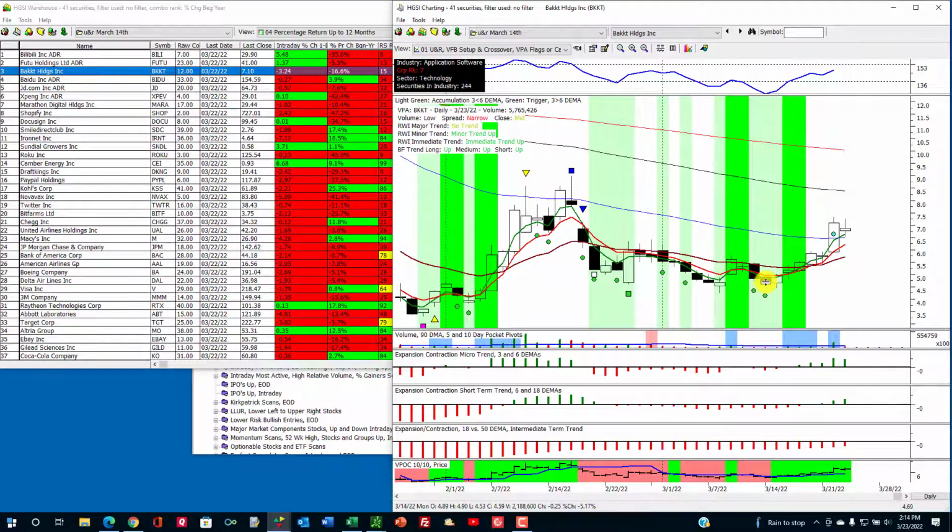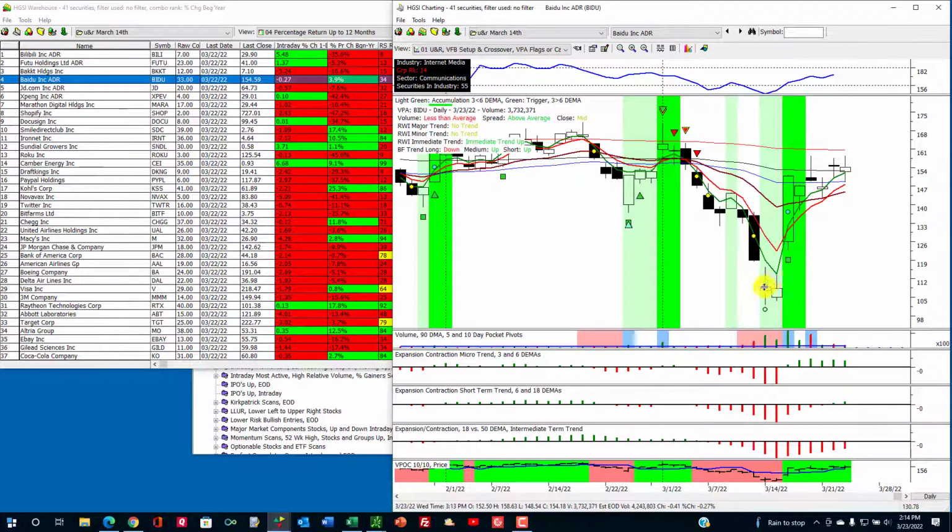BKKT. Okay, let's see. This is the 14th here. No supply. It's a black candle, but it's no supply. The 3 is below the 6. Here's the 15th, and this moved up nicely from this area to where it currently is. Now I'm doing this intraday, so it's showing today's intraday candle. Let's do one more, BIDU.